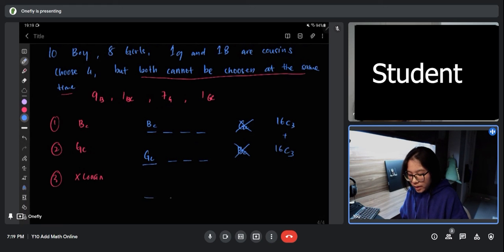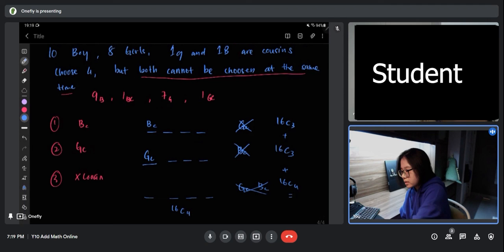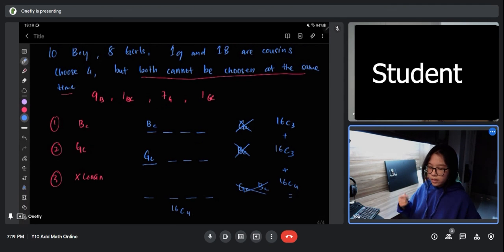But then the last one is how? No girl cousin, no boy cousin. 16C4. So 16C3 plus 16C3 plus 16C4. Final answer you can calculate if you want, but here is the working. And that is the explanation.